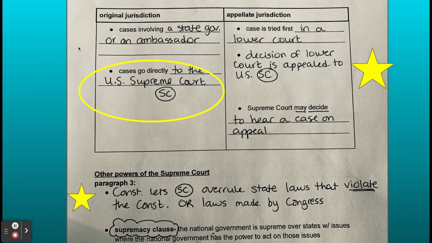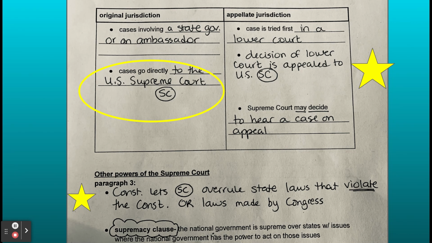Okay, appellate jurisdiction. If you look at the word appellate, it has almost the word appeal in it. So this is where a case is in a lower court first, and then it is appealed and it may be heard by the Supreme Court. There's no guarantee. The Supreme Court hears maybe 70 to 100 cases a year, so it's not a lot compared to the ones that people want to make it to the Supreme Court. I don't know what that number is off the top of my head, but anyway, appellate is appeal. A lower court decided something and the side that lost is appealing it to the Supreme Court, and the Supreme Court may or may not take that case.